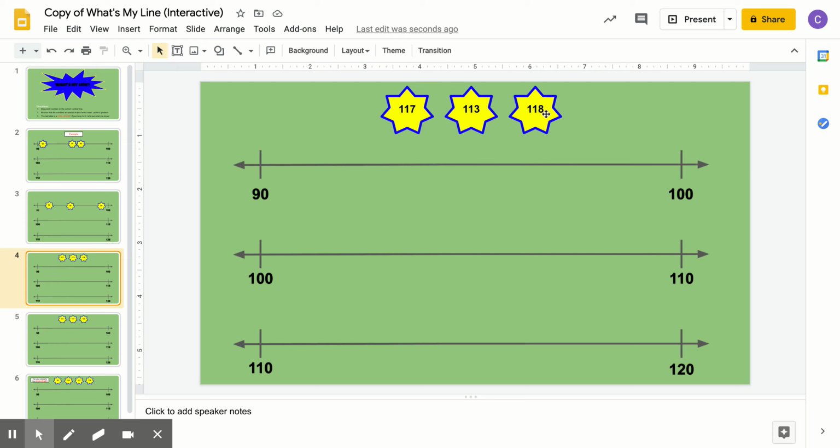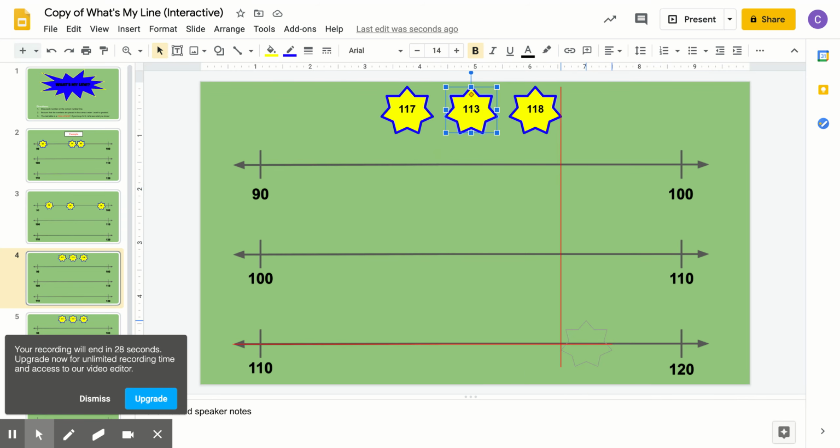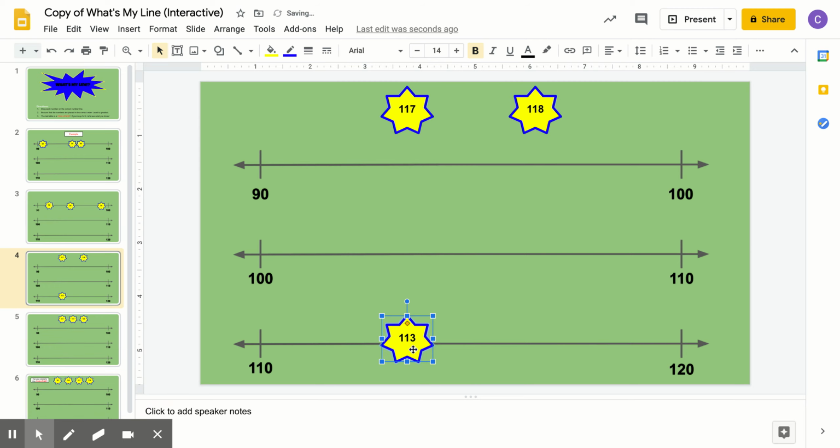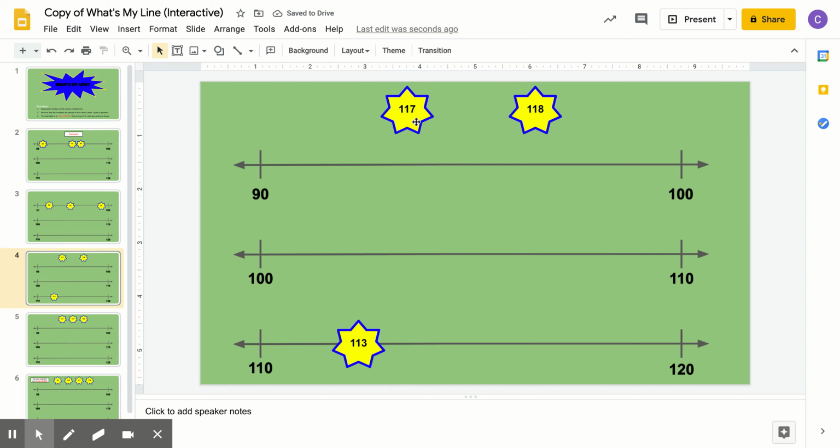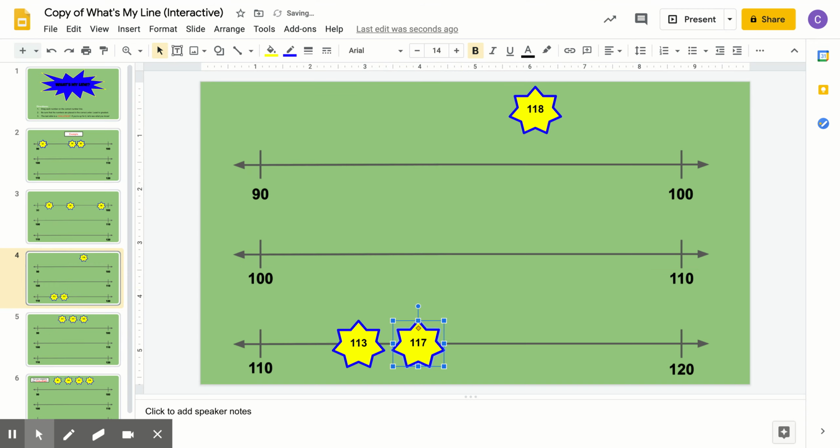So 117, 113, 118. Which number do you think is the smaller number? Right, 113. So do you think it goes closer to 110 or 120? Right, it's a little closer to 110. So we'll place it here. All right, we have 117 and 118. Which one do you think is the smaller number out of the two? Right, 117. So where would you like to place it? Would you like to place it right behind 113 or down a little? Down a little, okay. And then we have 118. Where do you think that one goes?